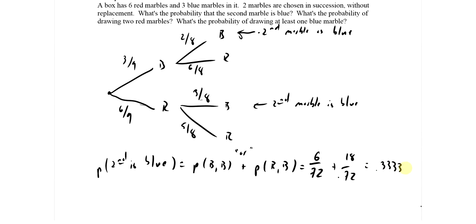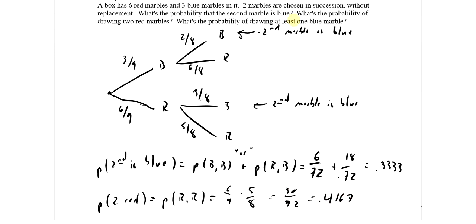What's the probability of drawing 2 red marbles? Well, there's only one way to do that, right? You have to draw the red marble first and then the other red marble. So probability of red and then red. So that's this branch. So that would be 6 over 9 times 5 out of 8. And so 30 over 72, which is 0.4167.